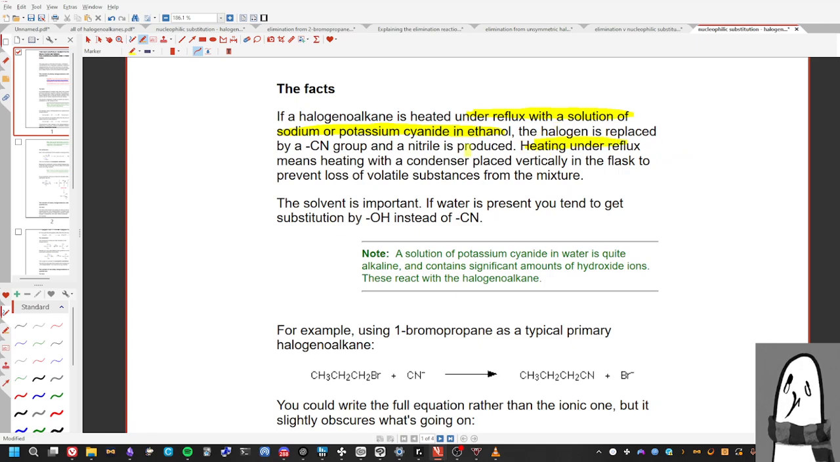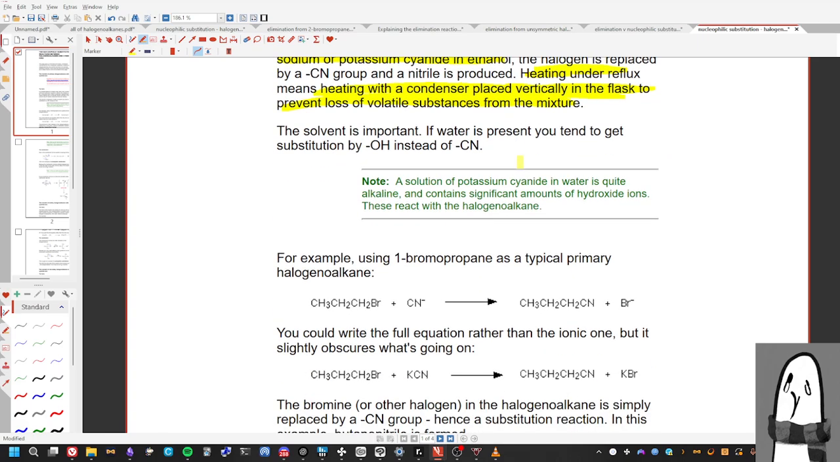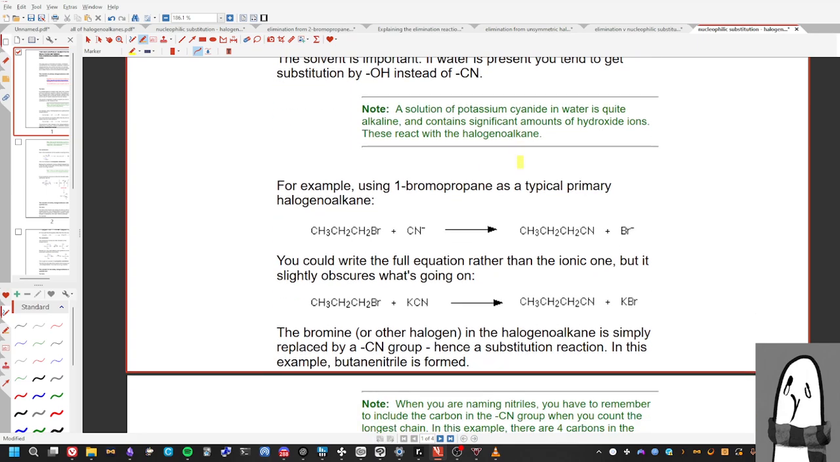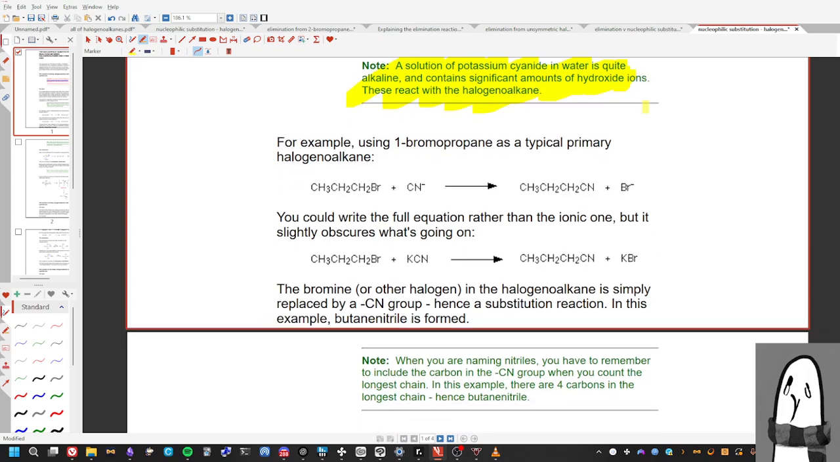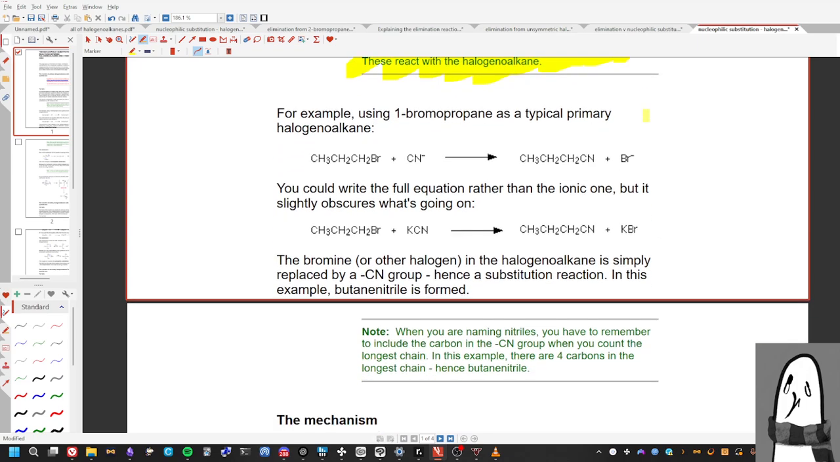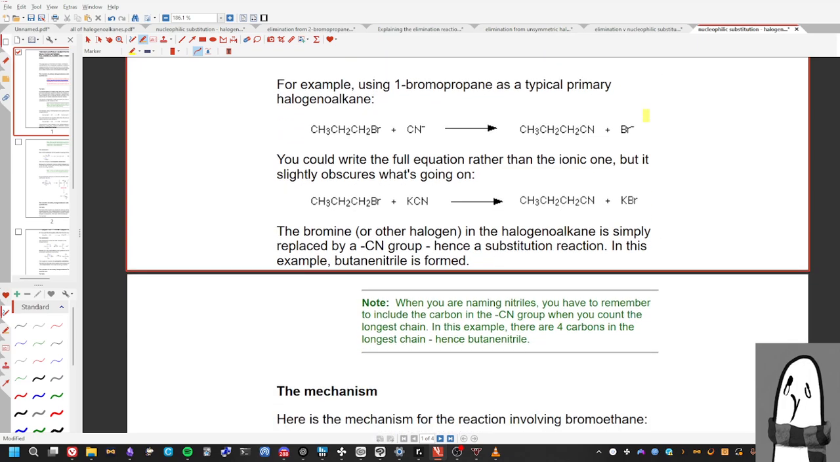Heating under reflux means heating with the condenser placed vertically in the flask to prevent loss of volatile substances from the mixture. Every single time we're going to highlight that. The solvent is important. This is a much simpler way of doing it. For example, one-bromopropane is a typical example.